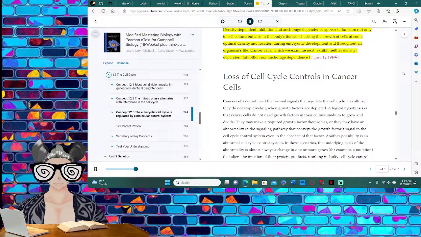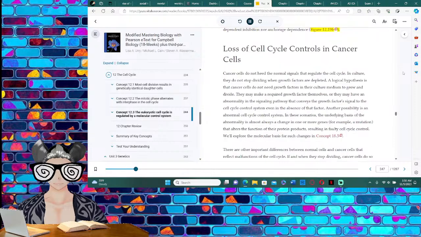Density-dependent inhibition and anchorage dependence appear to function not only in cell culture but also in the body's tissues, checking the growth of cells at some optimal density and location during embryonic development and throughout an organism's life. Cancer cells, which we examine next, exhibit neither density-dependent inhibition nor anchorage dependence.